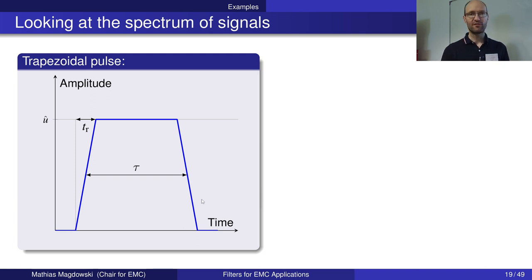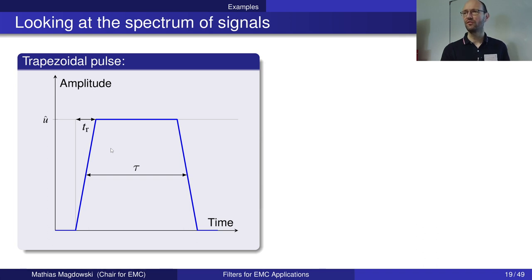You switch on and off and you get something like a rectangular pulse or a trapezoidal pulse, because of course it will not instantly switch on and off. Even a MOSFET and IGBT need some time for switching. And so now this is how this pulse looks like in time domain. And now we would like to look at this also in frequency domain.